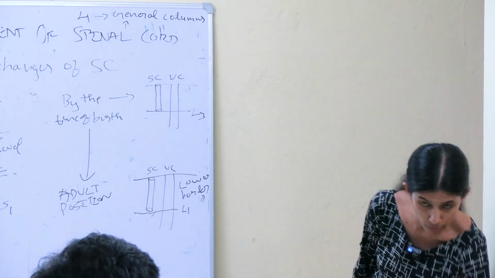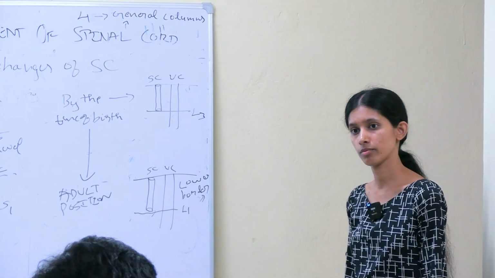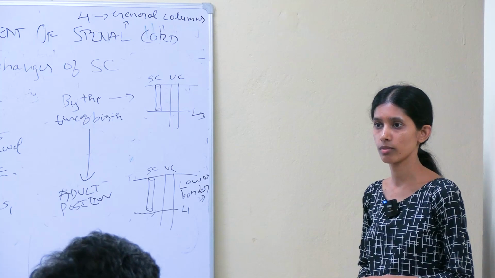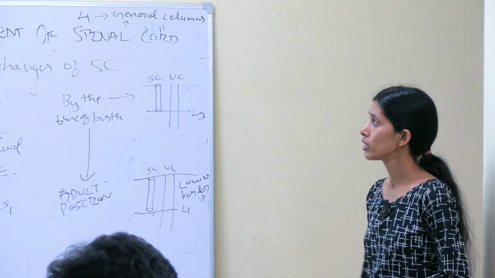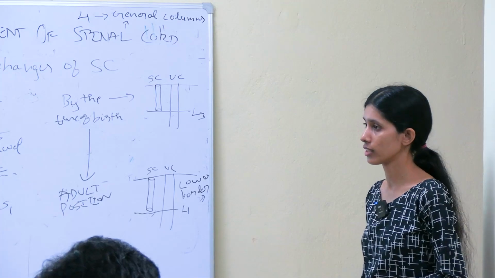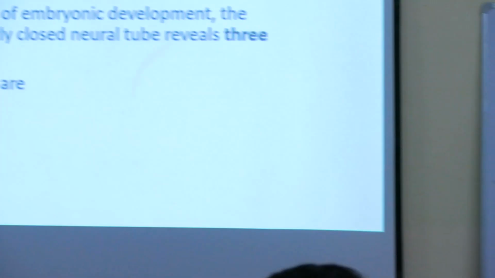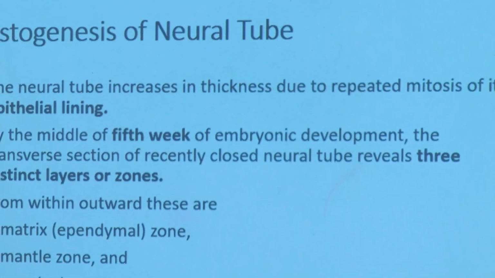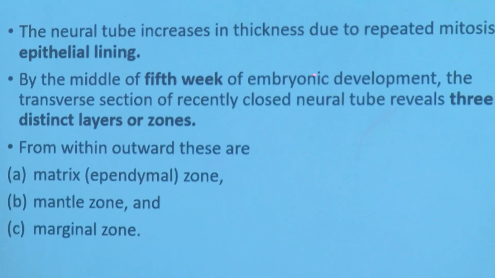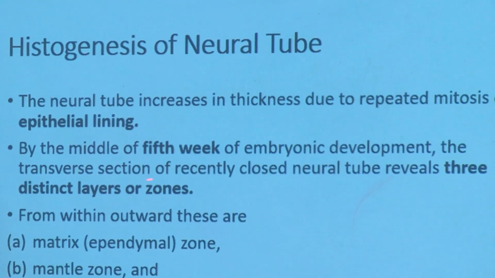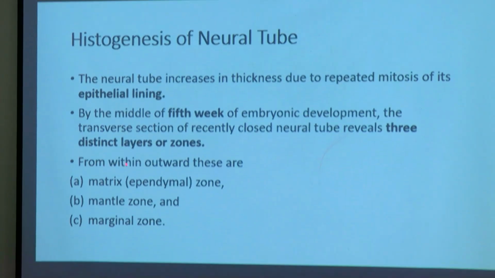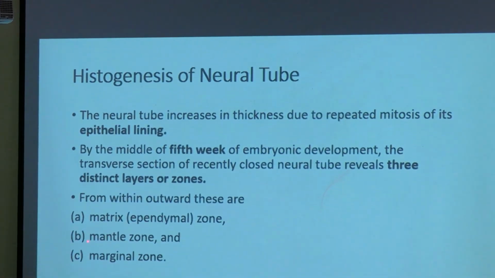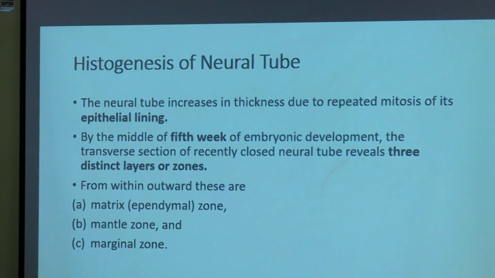Any doubts in the development of the spinal cord? Yes or no? Okay. Histogenesis of the neural tube. The neural tube increases in thickness due to the repeated mitosis of its epithelial lining. By the middle of the 5th week of embryonic development, the transverse section of the recently closed neural tube reveals 3 distinct layers, that is the matrix zone, mantle zone and marginal zone.